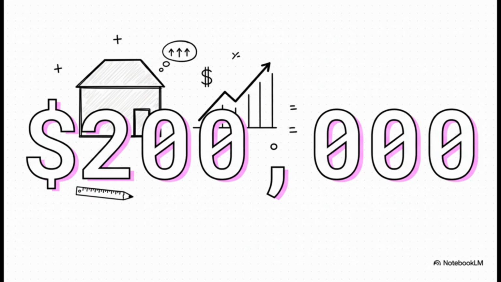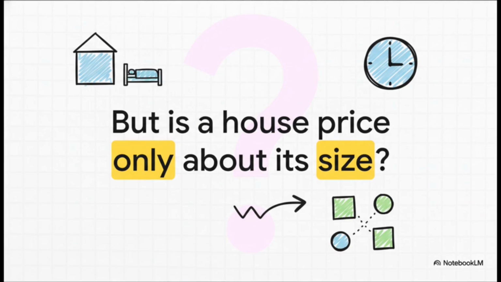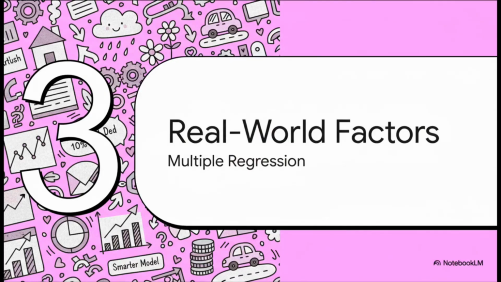Pretty simple, right? But let's ask the obvious question here. Is the price of a house really only about its size? I mean, of course not. The real world is always way more complicated. What about the number of bedrooms? Or how old the house is? And that's exactly where we're going next.